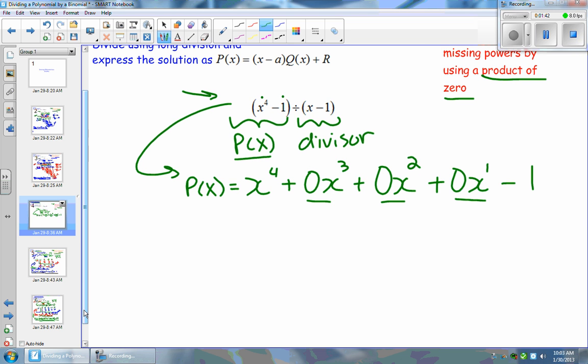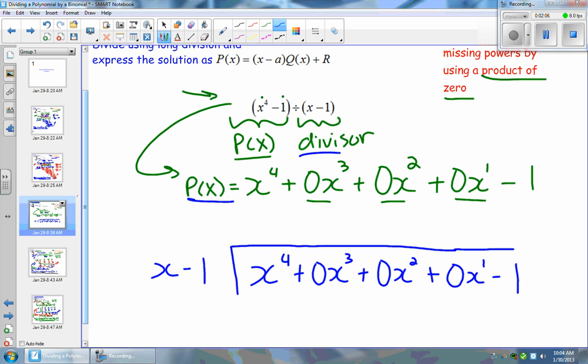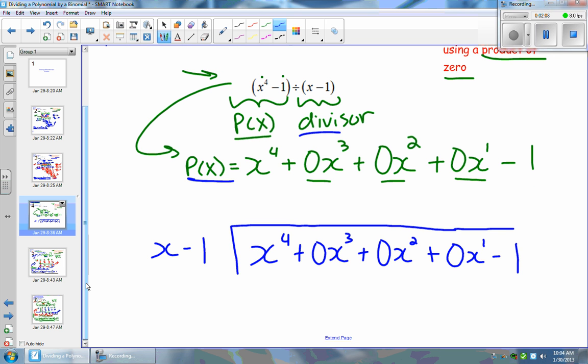So let's carry out the division. Start with your division bar. And what goes underneath is the p of x: x to the power of 4 plus 0 times x cubed plus 0x squared plus 0x to the power of 1, subtract the 1. And what goes in front is our divisor right here, and it's x minus 1. So please make sure that your polynomial has all the powers and it's in descending order by degree. So let's go ahead and carry out the division.